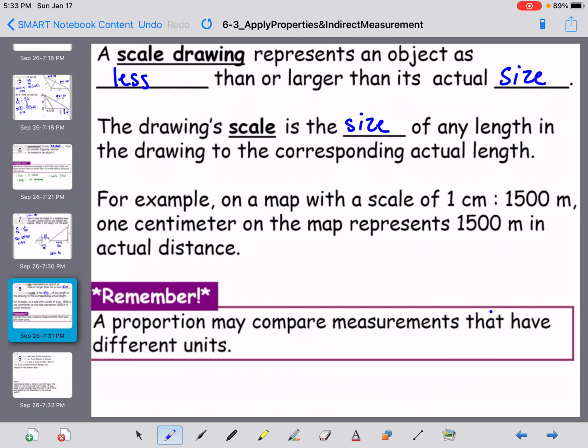Last two examples. A scale drawing. A scale drawing represents an object as less than or larger than its actual size. The drawing scale is the size of any length in the drawing to the corresponding actual length. So if you have a map that has a scale of 1 centimeter to 1,500 meters, 1 centimeter on the map represents 1,500 meters in actual distance. A proportion may compare measurements that have different units. So then you just want to make sure you're doing centimeters to meters, both for the numerator and denominator of the ratio you're setting up. This is what we've been doing for however many minutes now. It's the same thing, just using some different words.